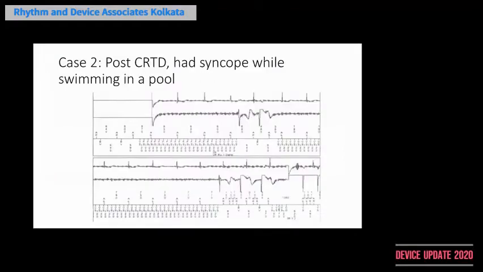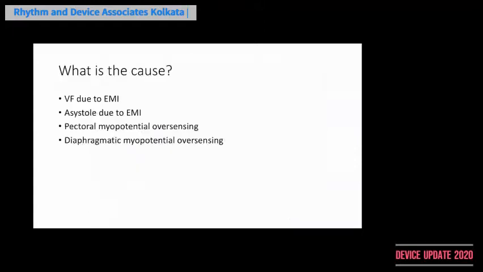So the next case I am coming to, this is a post-CRTD. The patient had a syncope while swimming in a swimming pool. So we have the EGMs here, and also we have the marker channels here. So these are the options. Anyone wants to try?